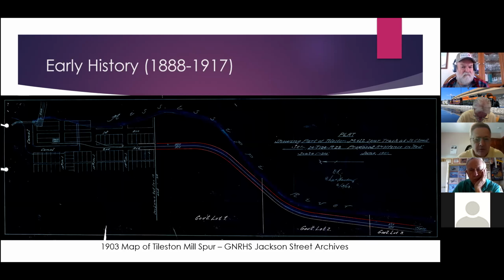And so this is the earliest map I could find, and it dates back to 1903, showing the northern Railroad West end of the spur. At this point, it was named after the mill here, Tileston Mill. There's an additional track here, which we'll talk about a little later, that was not there originally because I found the AFE when this track was added.